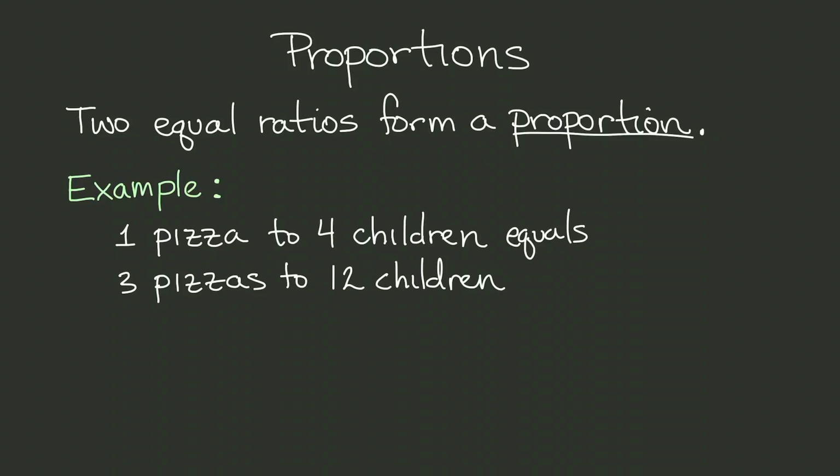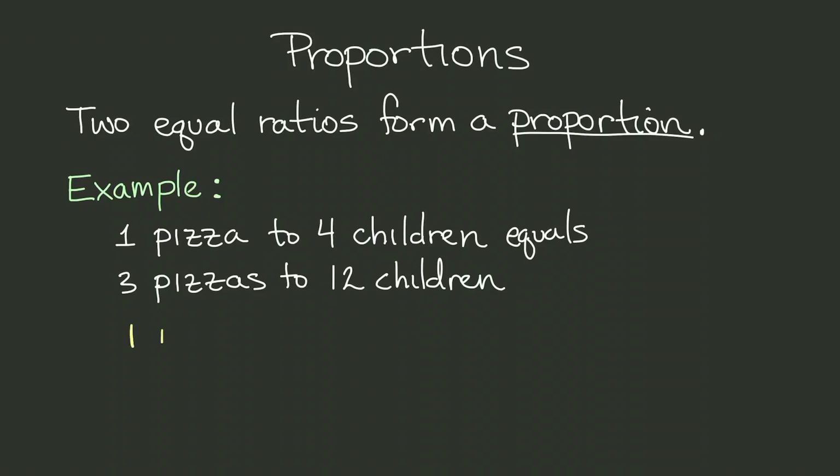When we have two ratios that are equal to each other, we call this a proportion. For example, if we need one pizza to feed 4 children, that means we're going to need 3 pizzas to feed 12 children. These are equivalent ratios, and we'll call this a proportion.